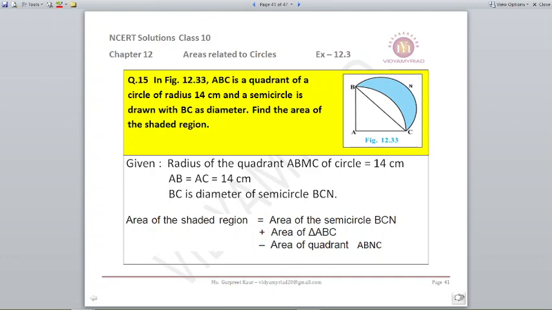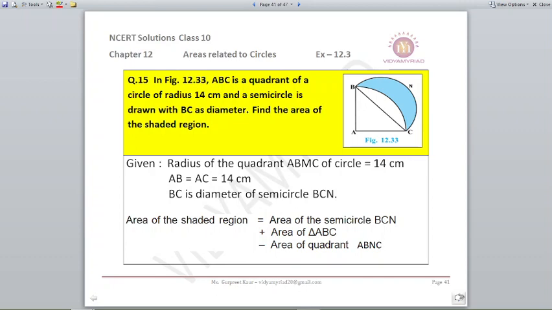Now, in the figure, ABC is a quadrant of a circle of radius 14 centimeters and a semicircle is drawn with BC as diameter. Find the area of the shaded region. Since the radius of the quadrant is given as 14 centimeters, it means that AB is equal to AC, also 14 centimeters. We are told that BC is the diameter of a semicircle. We have named it BCN.